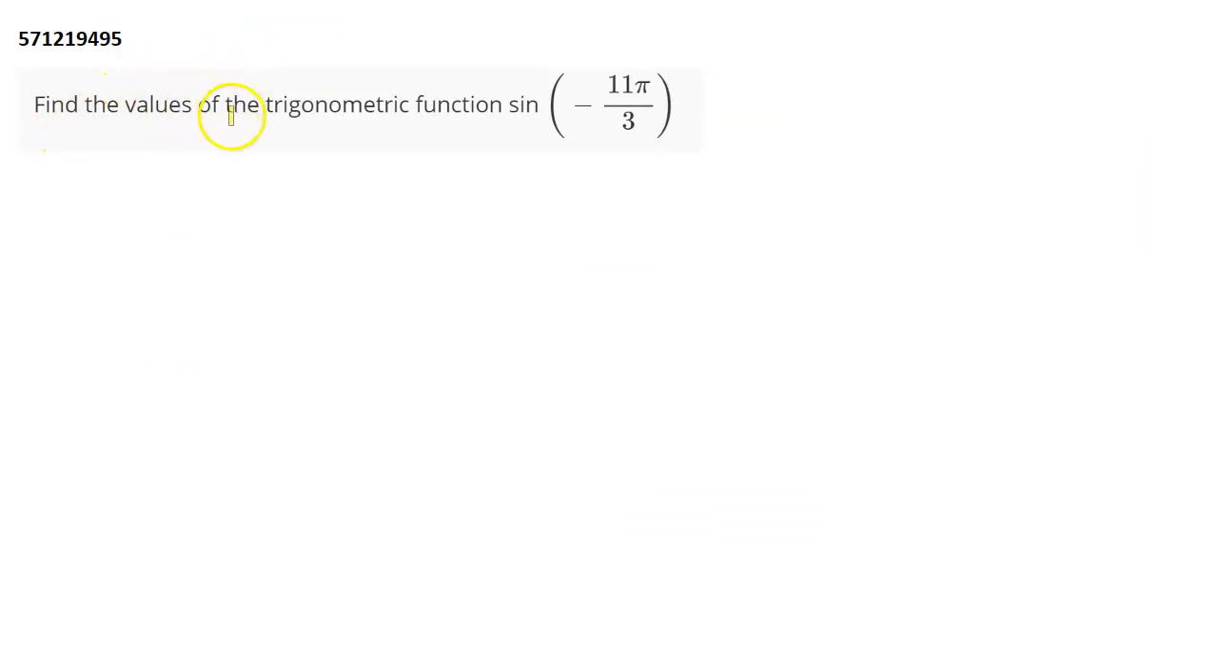Hello friends, today we have to find out the value of the trigonometric function sine of minus 11 pi by 3. Alright. Okay, so how to deal with these kind of questions? Let me first simplify this expression. People are usually more comfortable while dealing with positive values.